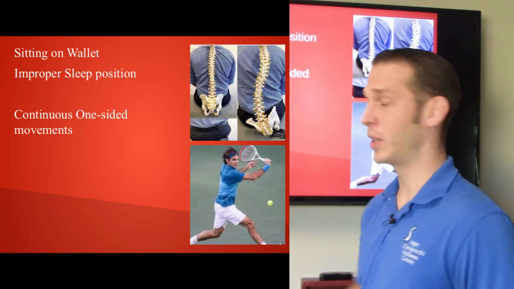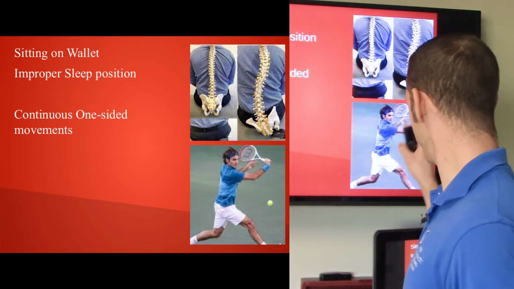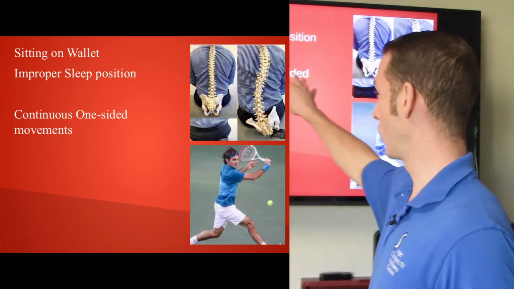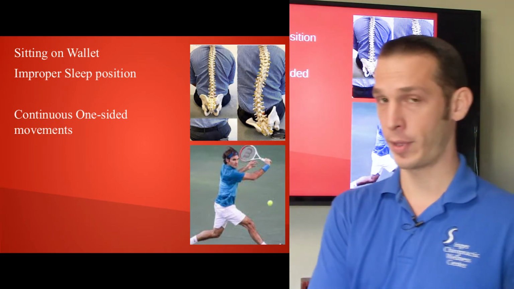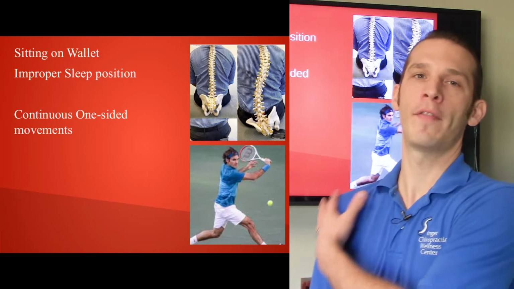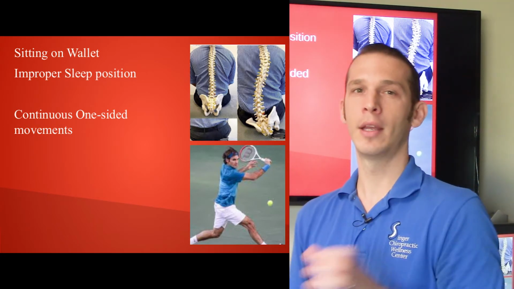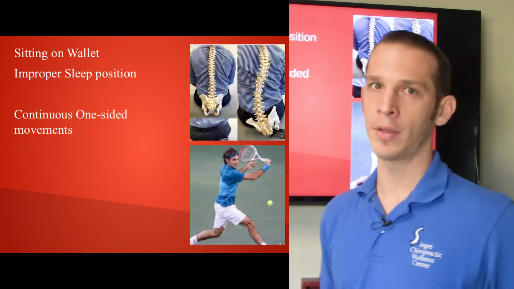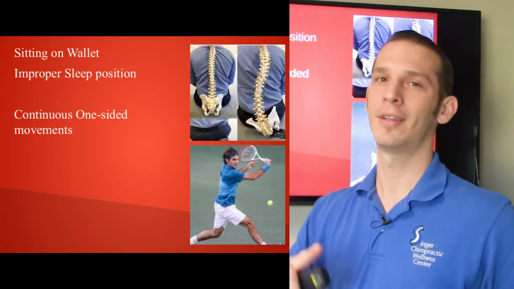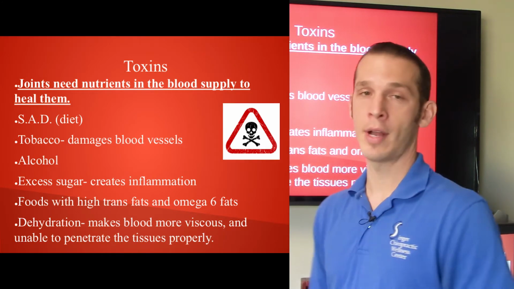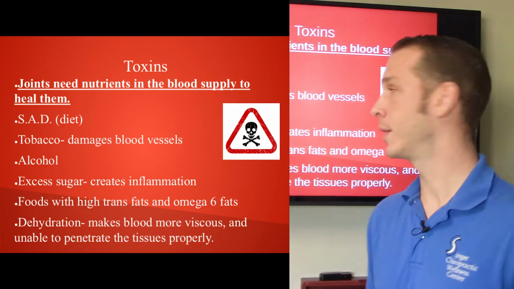Improper sleep position can do that as well. Not do that, but they can create misalignments. Continuous one-sided movements, let's say like a tennis player, they're consistently using the same arm. They overdevelop certain musculature in their body, causing the bones to shift out of their normal alignment, and that would also cause pressure on the nerves, discs, etc. Okay. Toxins, again, we talked about traumas, now we're talking about toxins.